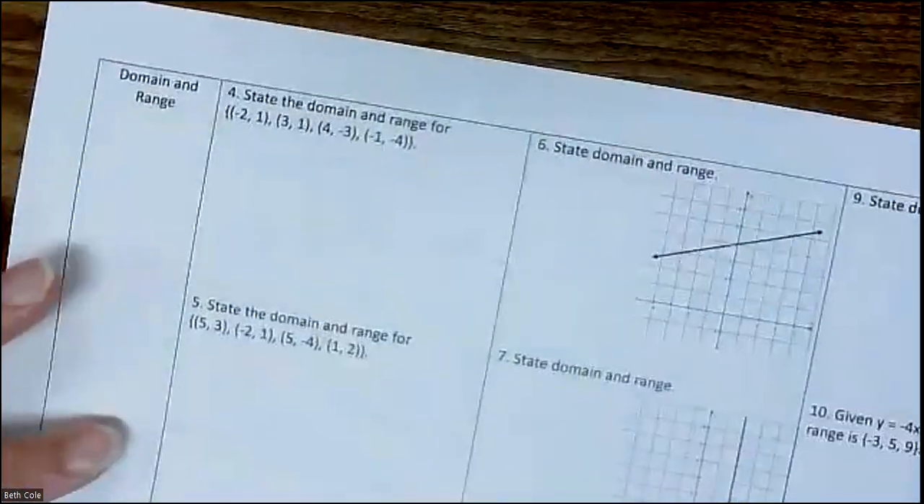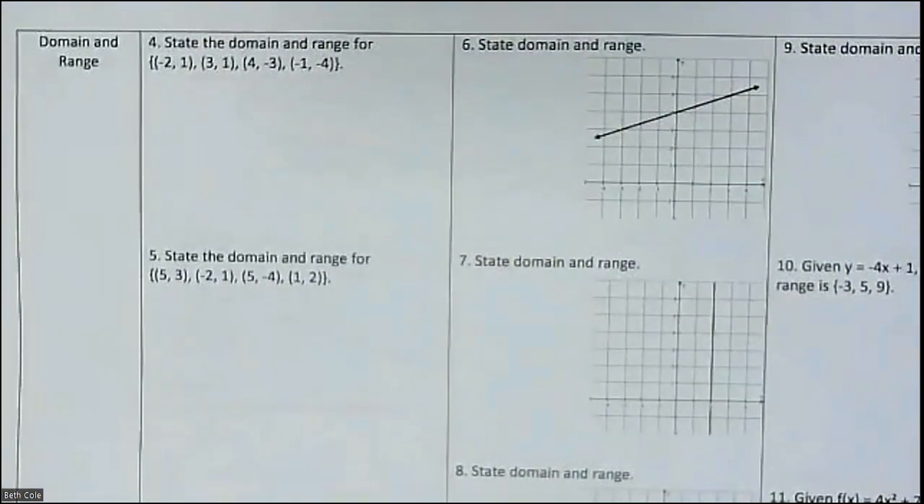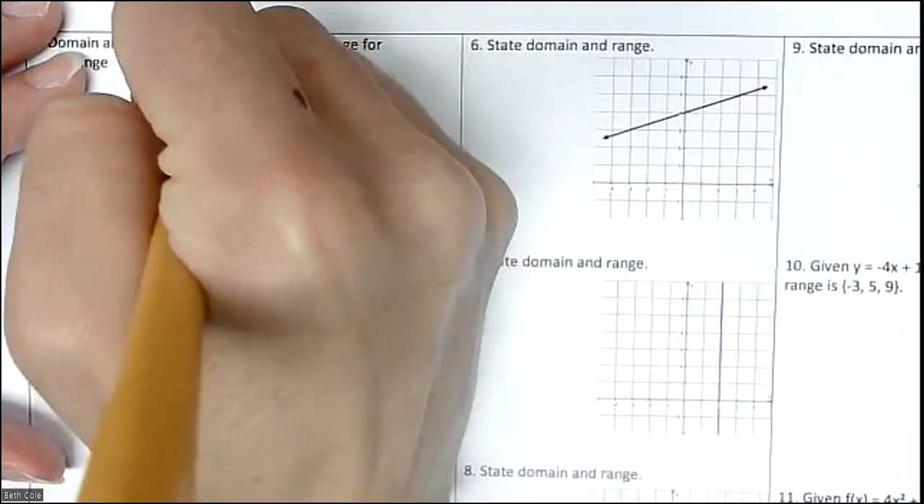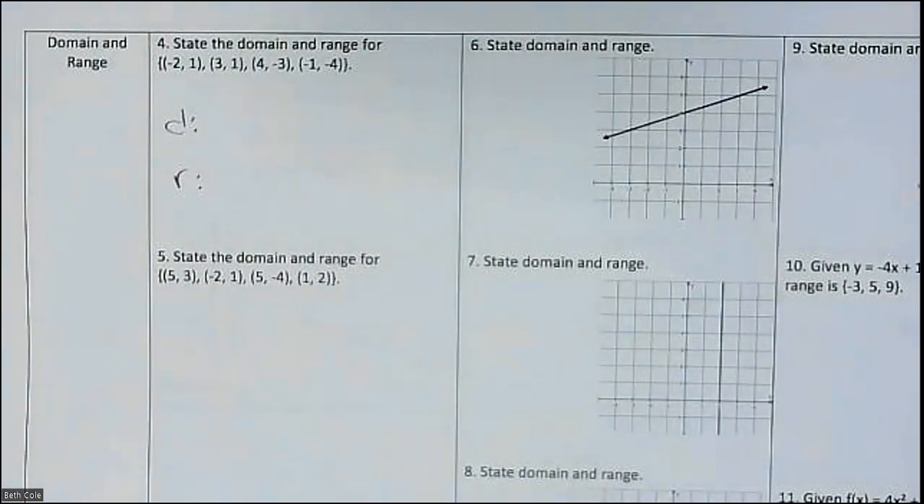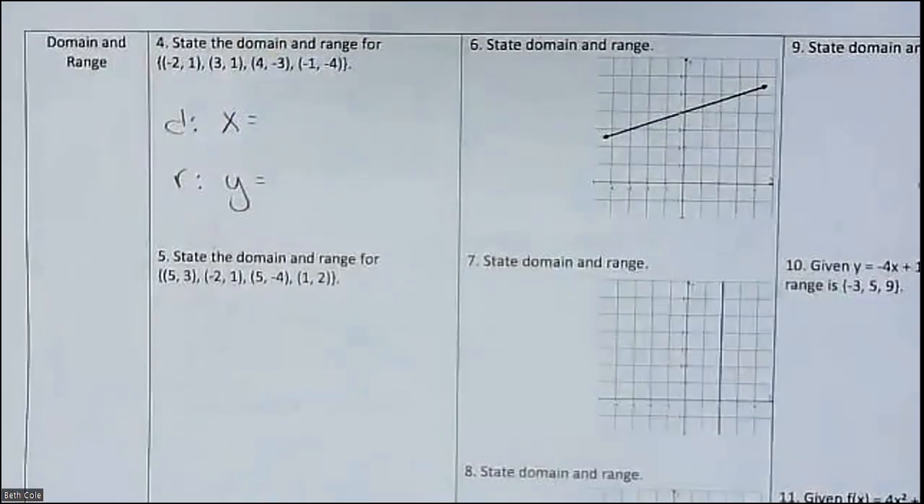I'm going to pause the recording. And again, I want you to just take a couple minutes and try this page, and then I'll go over it for you. All right. State domain and range. So here's domain. Here's range. You have to show me that you know domain is x and range is y. So this is going to be x equals. This is going to be y equals.